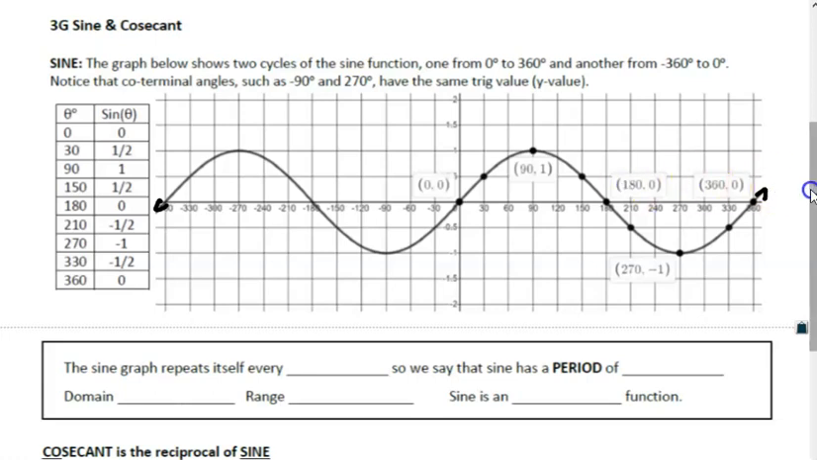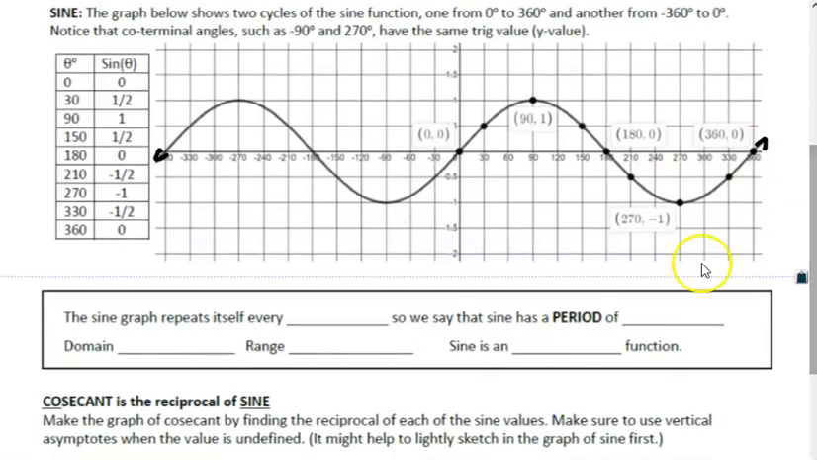So let's just summarize a couple things about the sine graph. First of all, the sine graph repeats itself every 360 degrees. So we say that the graph has a period of 360 degrees. That's called a periodic function. Let's also define the domain and range of the function. As we just said a minute ago, the domain is negative infinity to infinity. I could put any angle in.